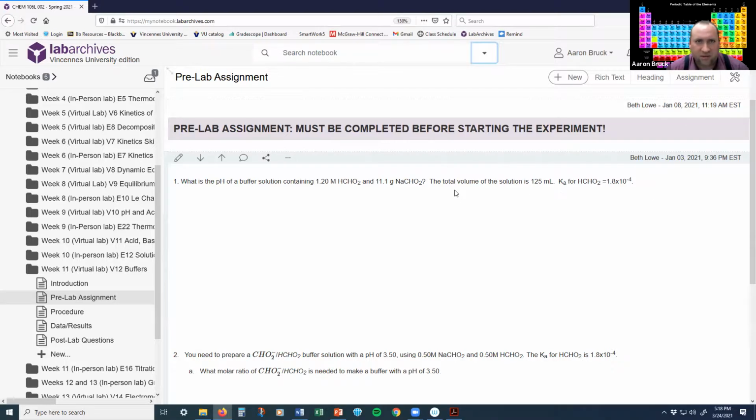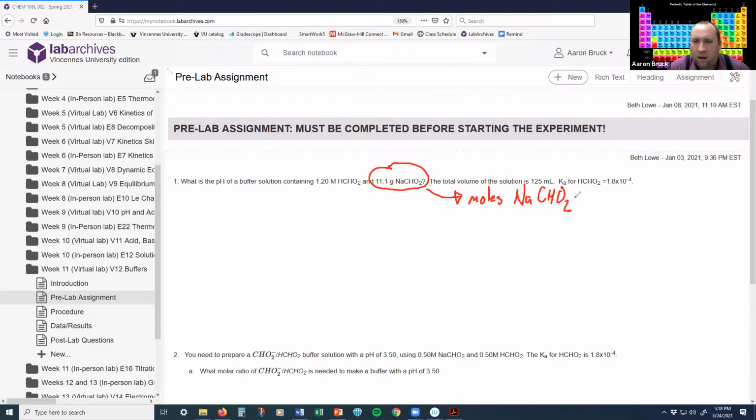Well, this is relatively straightforward. This is just the Henderson-Hasselbalch equation. I just need to do one thing before I plug those values in. I need to turn this into a number of moles. And then I need to divide those moles by the total volume to give me the molarity.